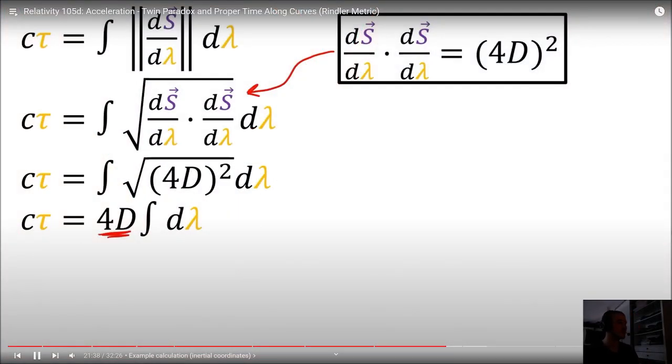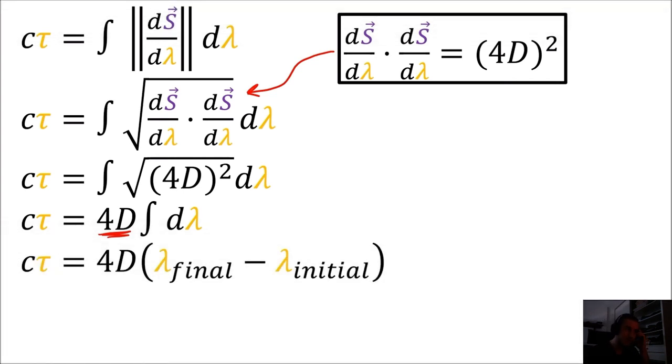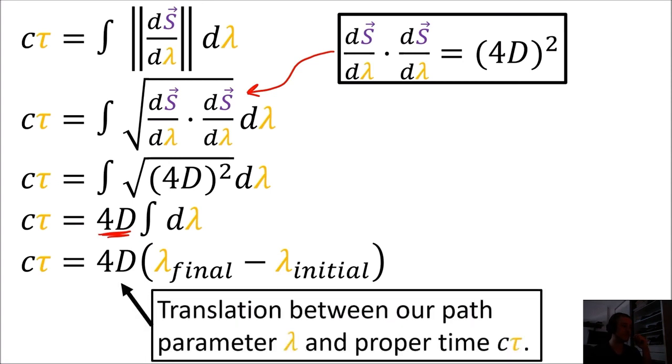The antiderivative of d lambda is just lambda. So this becomes the final value of lambda minus the initial value of lambda. So now we have a formula for the proper time along this curved world line. This formula is basically a translation between our path parameter lambda and our proper time tau, or equivalently c times tau. It tells us how much proper time has passed on the curve between known values of lambda.